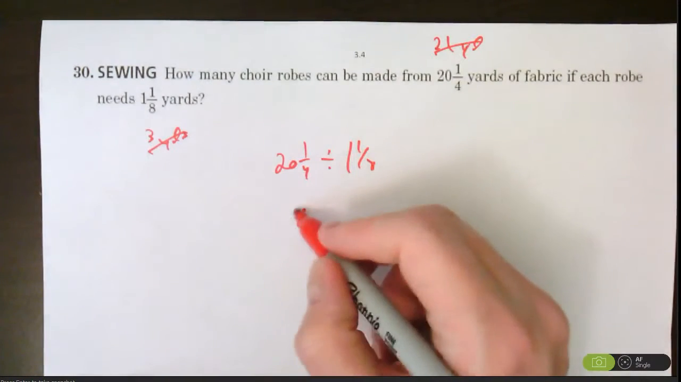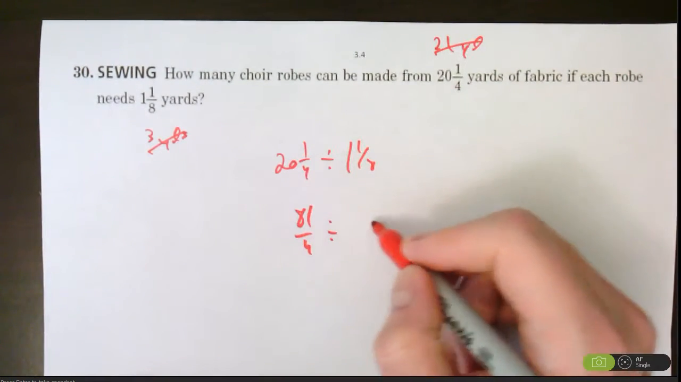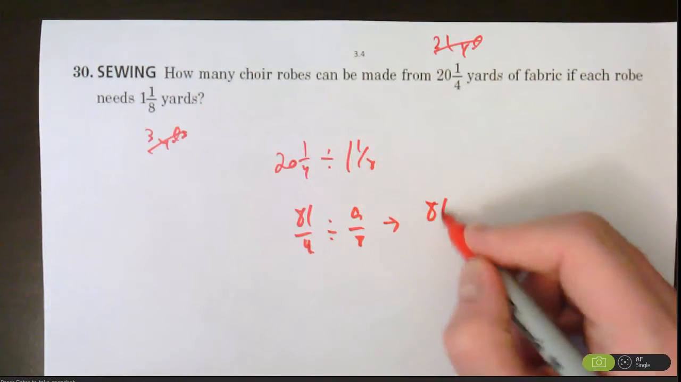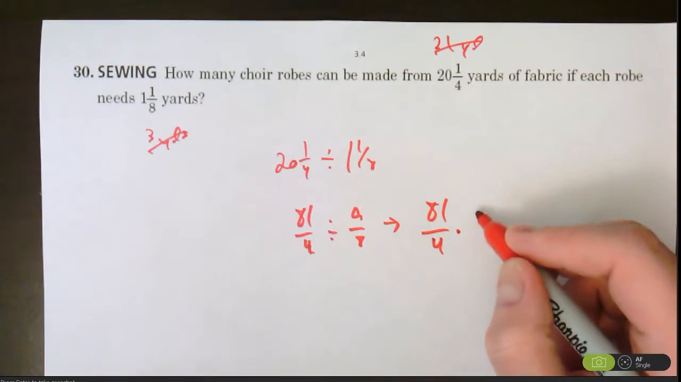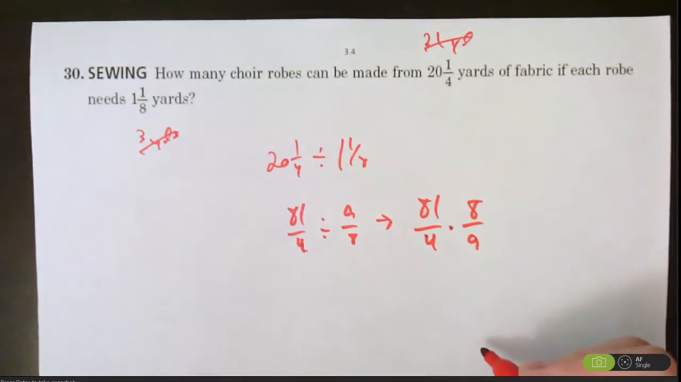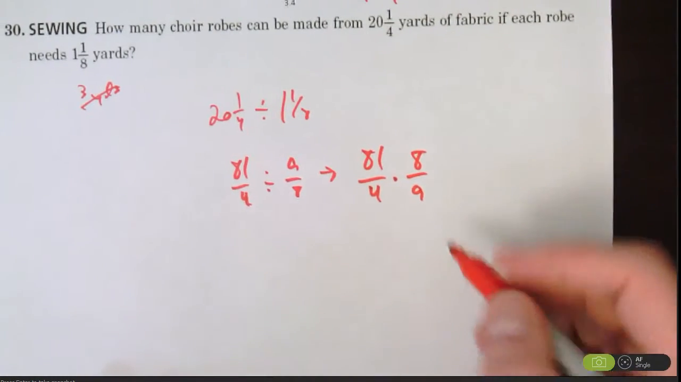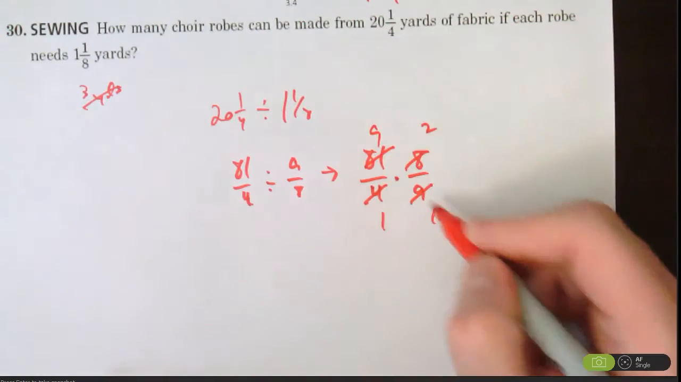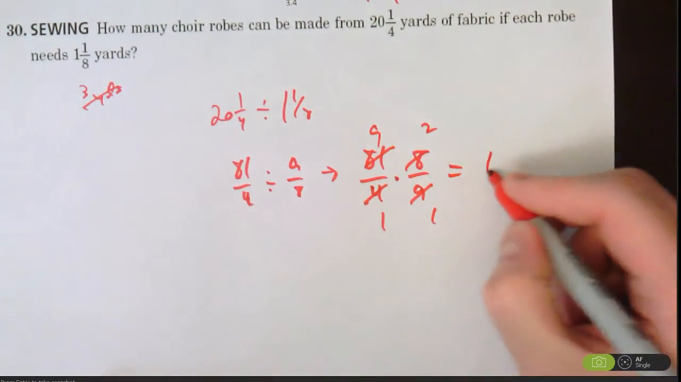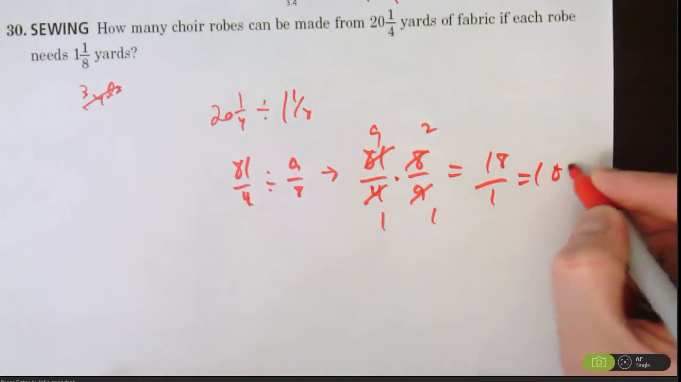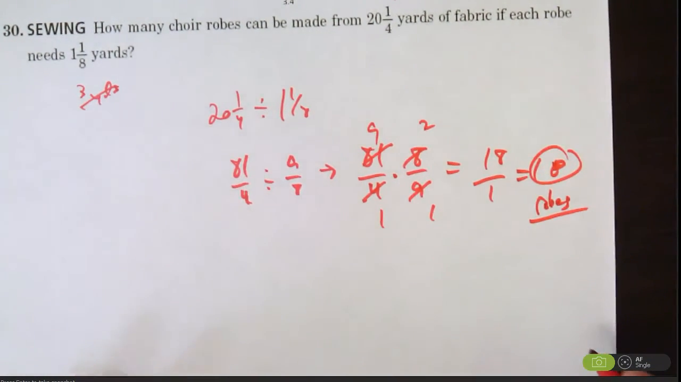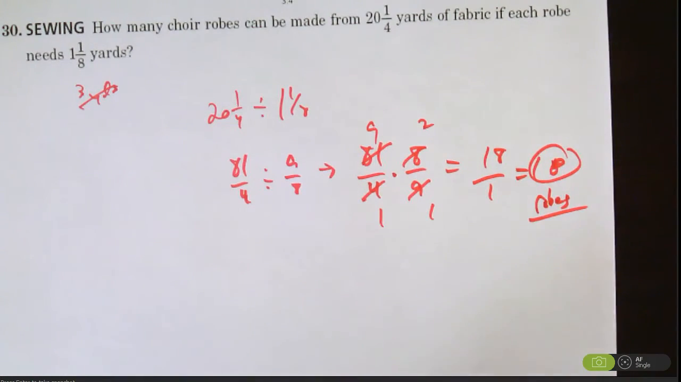This becomes 81 over 4 divided by 9 over 8, which is actually 81 over 4 times 8 over 9. And this actually works out really nicely, because 4 and 8 become 1 and 2. 81 and 9 become 9 and 1. So 9 times 2 is 18 over 1. 18 robes. And there we go. That is section 3.4.